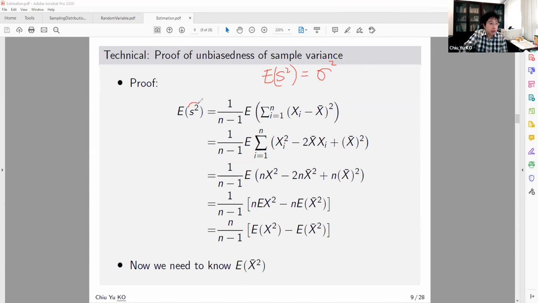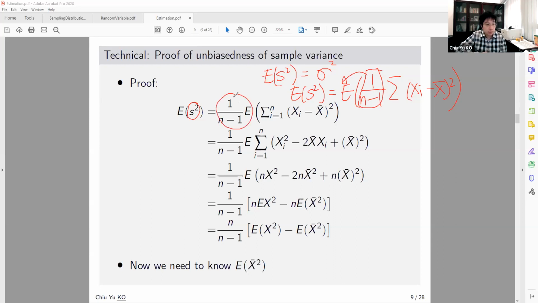So we proceed by writing the definition. Expected s squared is expected 1 over n-1 summation xi minus x bar squared. And this 1 over n-1 can be taken out. So that's the first step. Now the second step, I use another color: a minus b squared is a squared minus 2ab plus b squared. Is that okay?